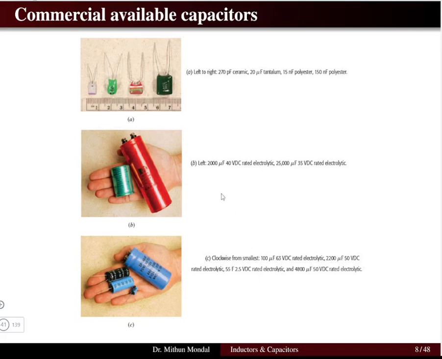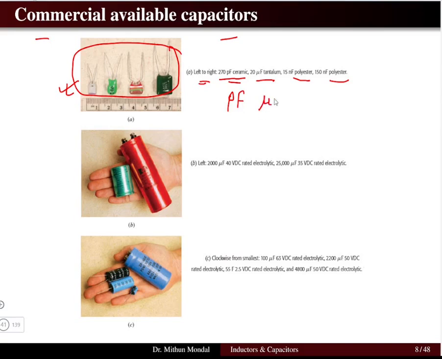Now if we see some commercially available capacitors, a lot of capacitors are available in the market depending upon the applications. And in the electrical lab, we use capacitors for doing different experiments. So there are some capacitors in figure A. Left to right, we get 270 picofarad ceramic capacitors, 20 microfarad tantalum, 15 nanofarad polyester, and 15 nanofarad polyester. You can see that these are very small capacitors, whose values lie in picofarad, microfarad, and nanofarad.